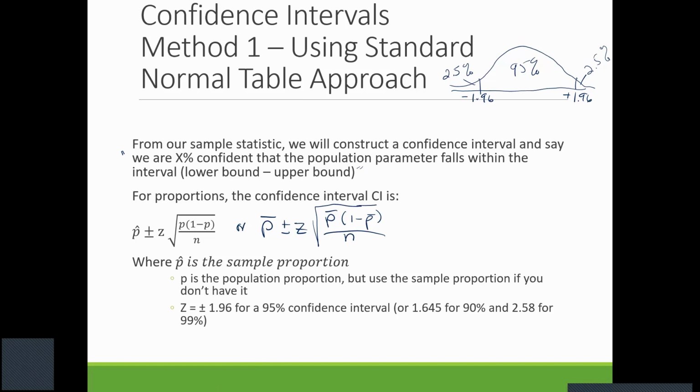In this case, p hat is the sample proportion, or p bar, and rho is the population proportion if you have it, but if you don't, just use the p bar. And then z is 1.96. Note that for a 90%, it's 1.645, and for a 99%, it's 2.58. So you might want to just make a note of those numbers so you don't have to keep looking them up.